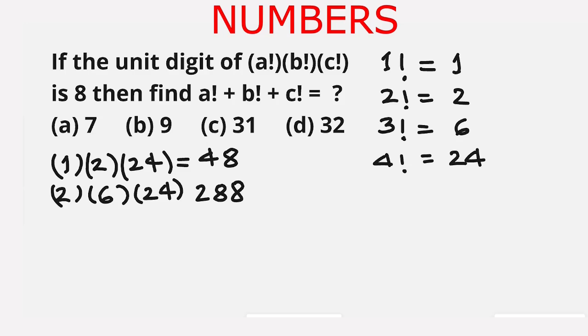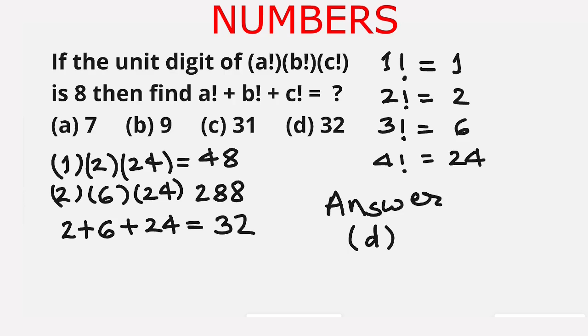The next option is 2 factorial has value 2, 3 factorial has value 6 plus 4 factorial has value 24, and 2 plus 6 is 8, 8 plus 24 is 32, and this number is one of the options. So our answer is option D 32.